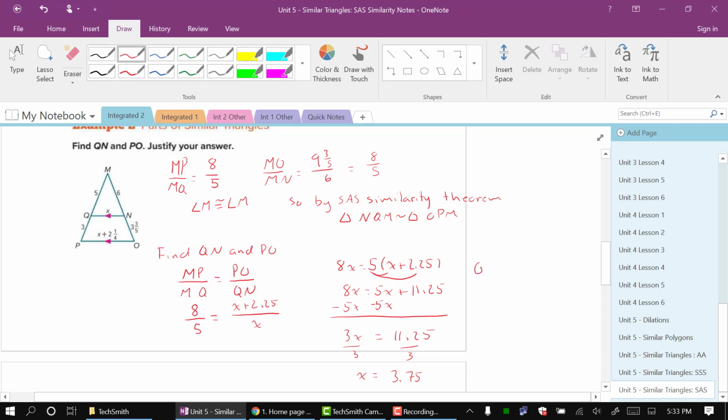So QN, well, that was x, so that's going to be 3.75. PO is x plus 2.25, so it's going to be 3.75 plus 2.25, which is 6. So PO equals 6, and QN equals 3.75.